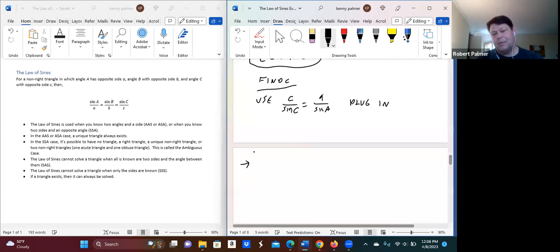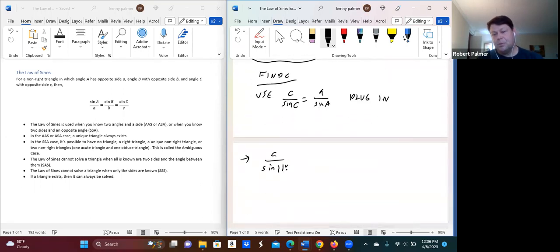If I do that, then I'm going to have C over the sine of angle C. We found that angle C, 114.63, is equal to side A, which was 3, over the sine of angle A, and angle A was 40 degrees. And so once again, multiply both sides by this number. So C is equal to the sine of 114.63 degrees times this fraction, 3 over the sine of 40.